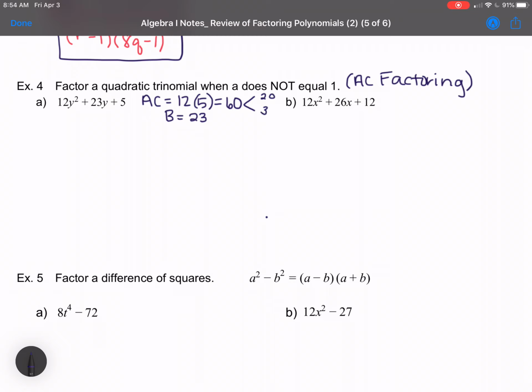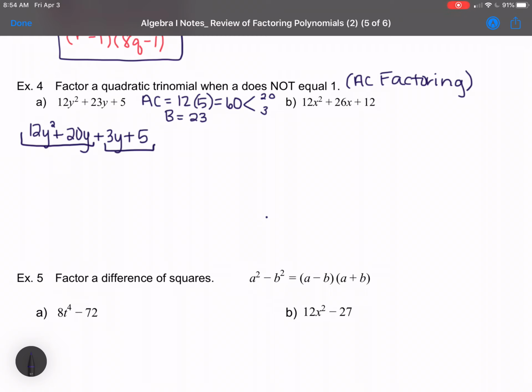Now, since A is not 1, we cannot jump to the shortcut. Instead, we're going to rewrite this as 12y squared plus 20y plus 3y plus 5. So we basically split the trinomial apart so that it's a polynomial with 4 terms. And since we have 4 terms, now we can factor by grouping like we did in example 3.